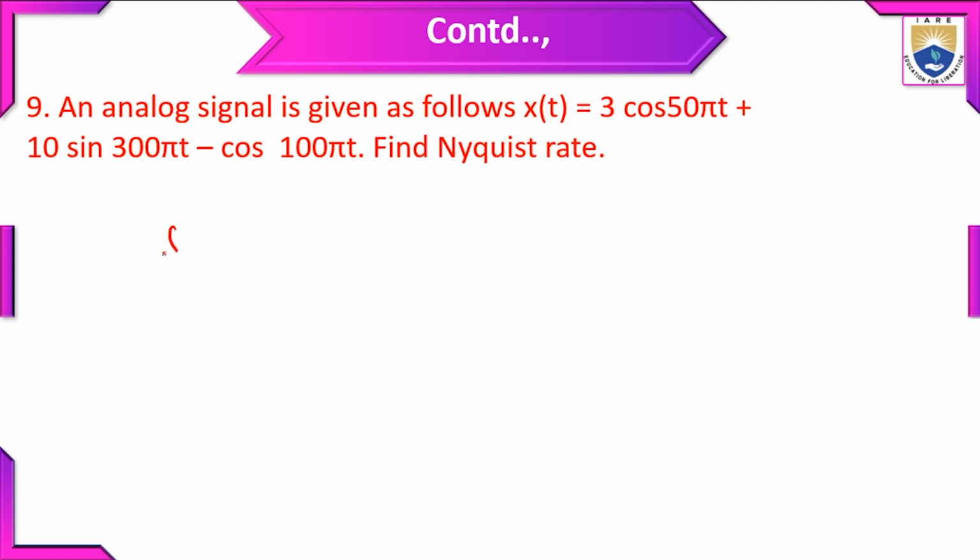So from this you can consider f1 is equal to 25, f2 is 150 and f3 is 50. Already we saw how to find these, so here I have taken them directly. So f1 is 25 Hz, f2 is 150 Hz, f3 is 50 Hz. Out of these three, which one is highest? f2 is equal to 150 Hz. So this is the highest one. So I am considering the highest frequency component.